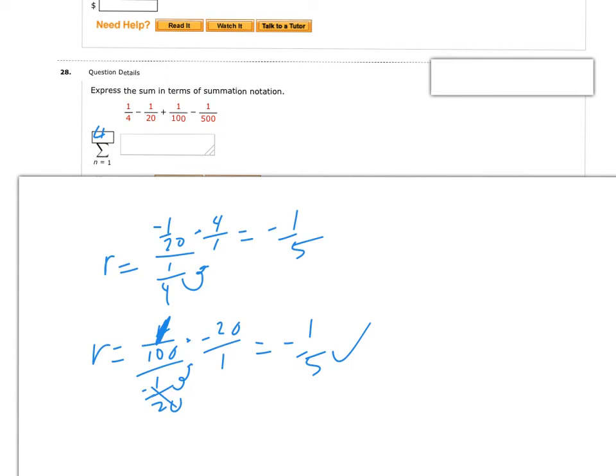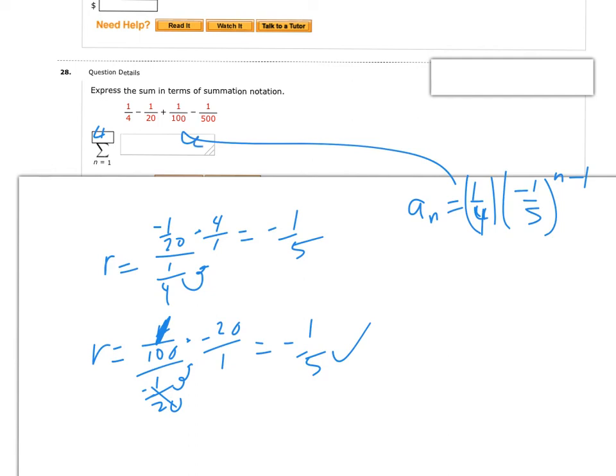So I'm going to say a sub n equals, let's see, we got a1 there is 1/4. I'm going to go ahead and put that in parentheses. And then r we know is negative 1/5. And then that's to the power of n minus 1. So that one goes right there. Double check always, make sure your variables match up. It is because I used the n.